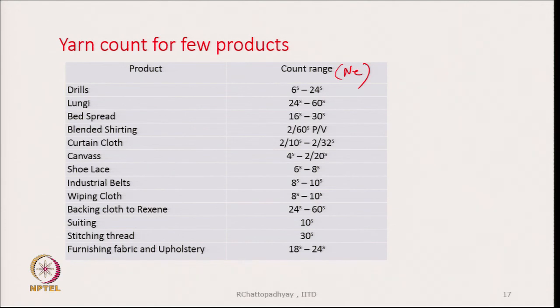Names are here on the left hand side, right hand side gives you the range of counts which are used to produce them. So, this is something which will be useful from the point of view of designing a particular type of cloth or particular type of product. Suppose I want to produce a wiping cloth, I must know generally what type of yarn counts are used to produce them.